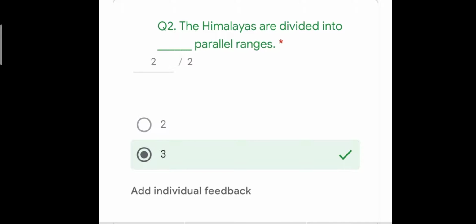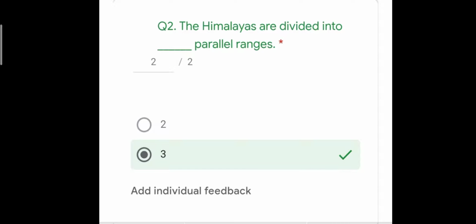The first one is the Greater Himalayas, which is also known as Himadri, and it is the northernmost mountain range. Now second is Middle Himalayas, which lies just below the Greater Himalayas, and it is also known as Himachal. And the third and the last range is the Lower Himalayas, which is also known as Shivaliks. So there are in total 3 parallel ranges.